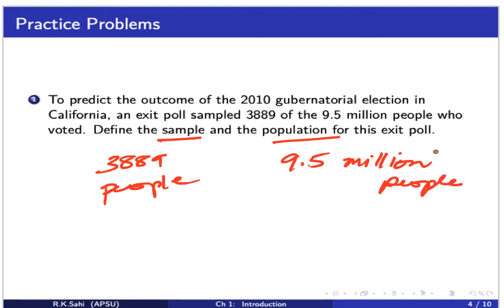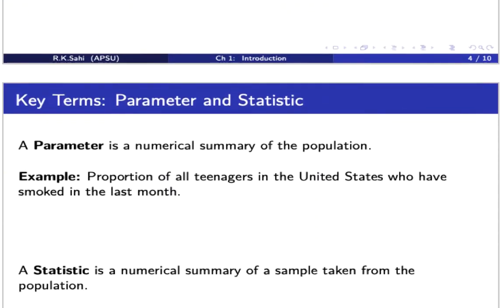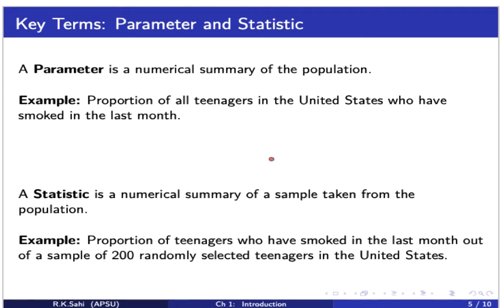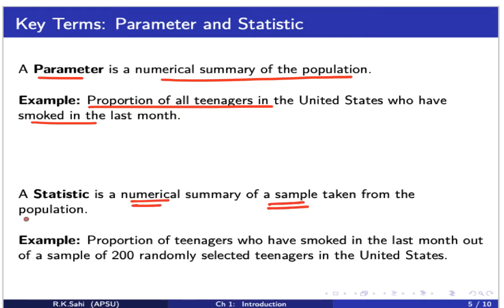Now we're going to look at two more specific key terms: parameters and statistics. What is a parameter? A parameter is a numerical summary of the population. In other words, if we summarize data in the form of a number, for example, the proportion of all teenagers in the United States who have smoked in the last month. So basically looking at every possible teenager and the proportion of them who have smoked. Whereas a statistic is a numerical summary of a sample taken from the population.